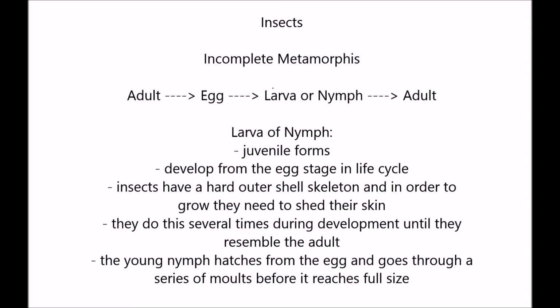Insects have a hard outer skeleton, and in order to grow they shed their skin. They do this several times during development, and afterwards they resemble the adult. The young nymph hatches from the fertilised egg and goes through a series of molts before it reaches full size.